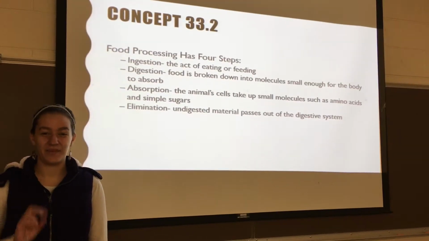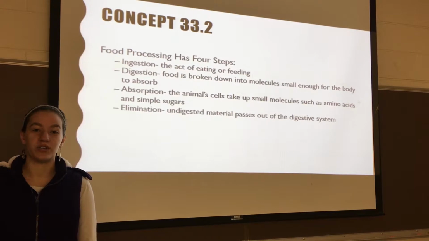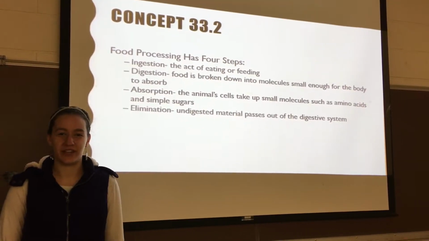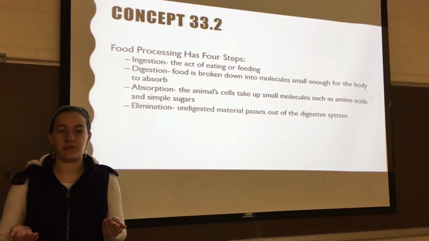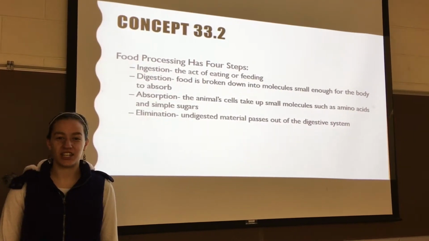And the 2nd step is digestion. The food is broken up into smaller molecules that the body can absorb. The 3rd step is absorption. It's when the animal's cells take in the broken down amino acids and sugars. The 4th step is elimination. It is when the undigested materials pass out of the digestive system.